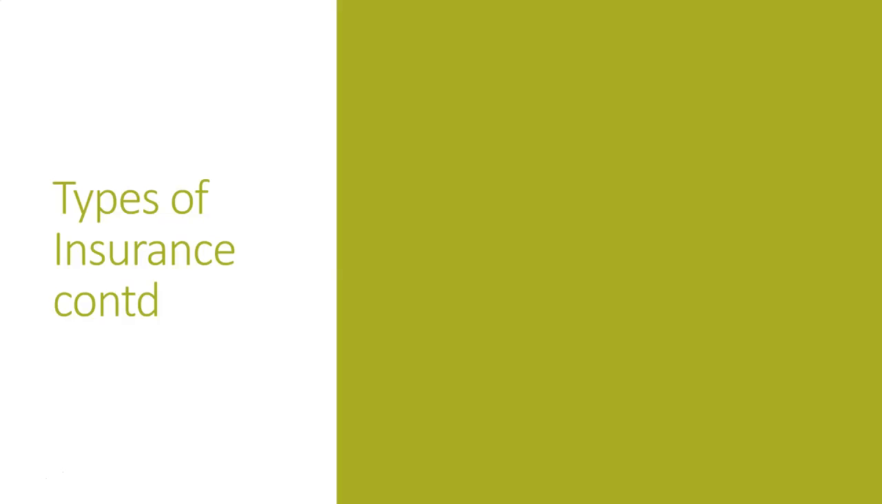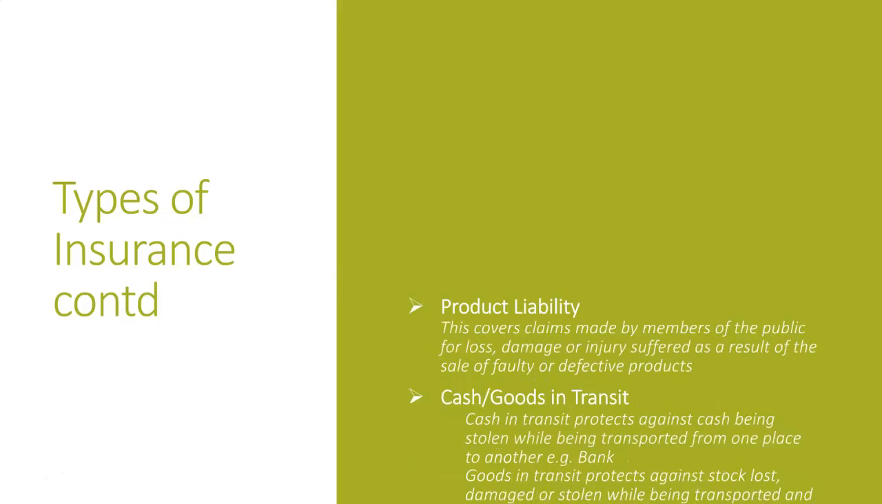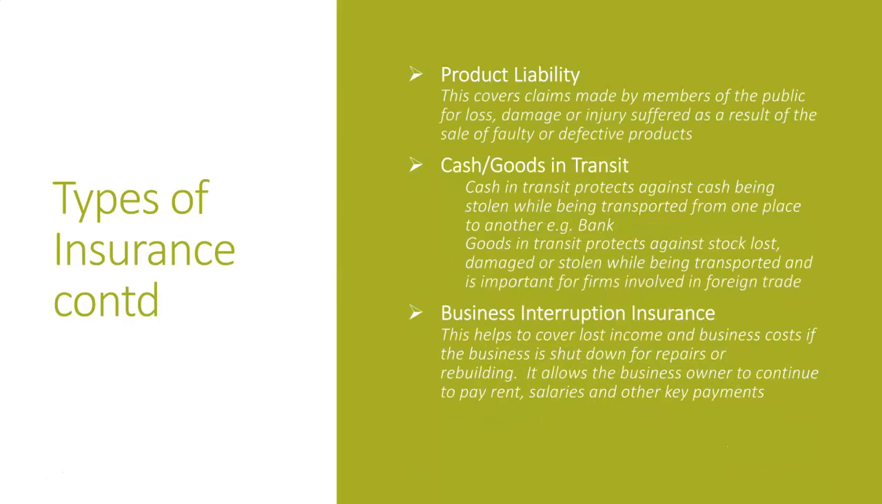These are more types of insurance. Product liability. This covers claims by members of the public for loss, damage or injury suffered as a result of the sale of faulty or defective products. Cash and goods in transit. Cash in transit protects against cash being stolen while being transported from one place to another, like, for example, a bank.